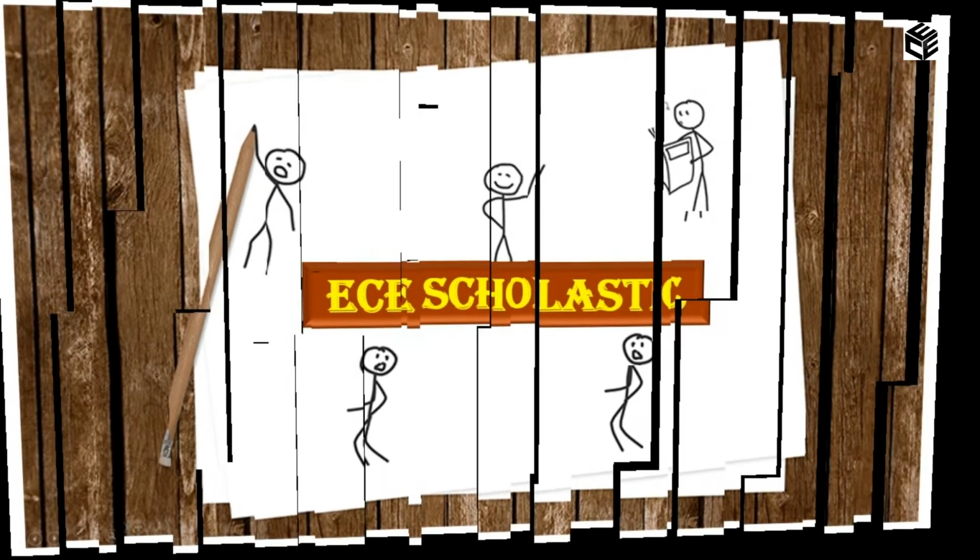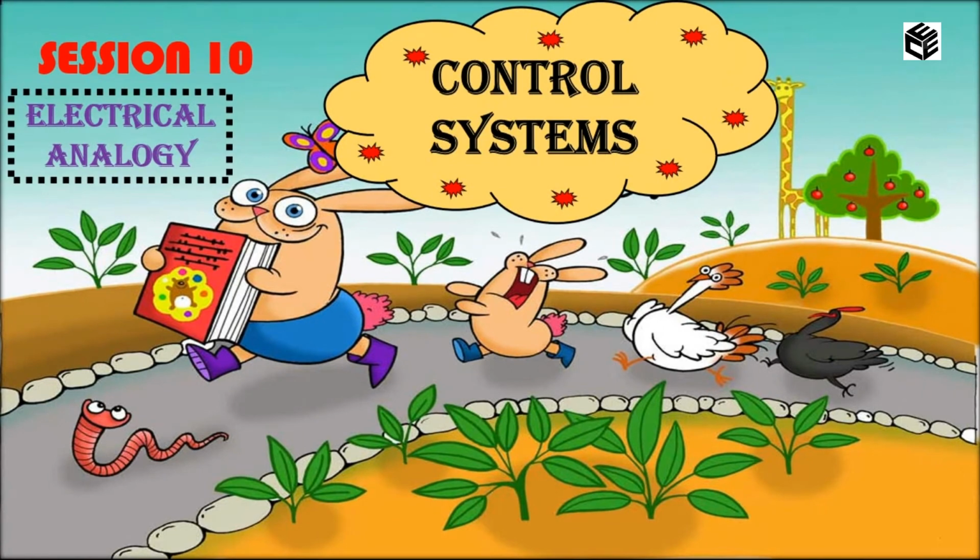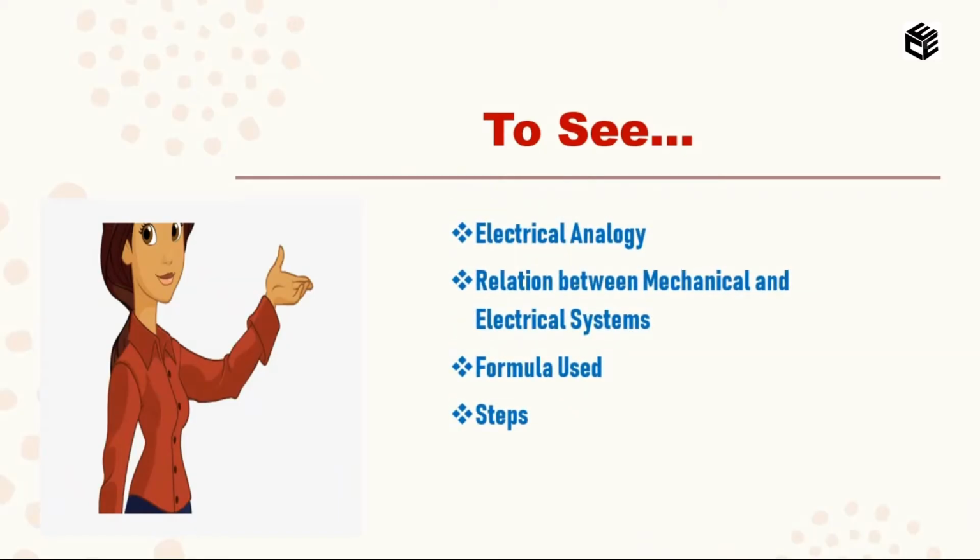I am Jasmine. So today we are going to start our session 10 under Control System series. In this session we are going to start a new topic called electrical analogy. We are going to see what an electrical analogy is, what the relation between mechanical and electrical systems is, what the formulas used are, and what the steps involved to solve the problems are.